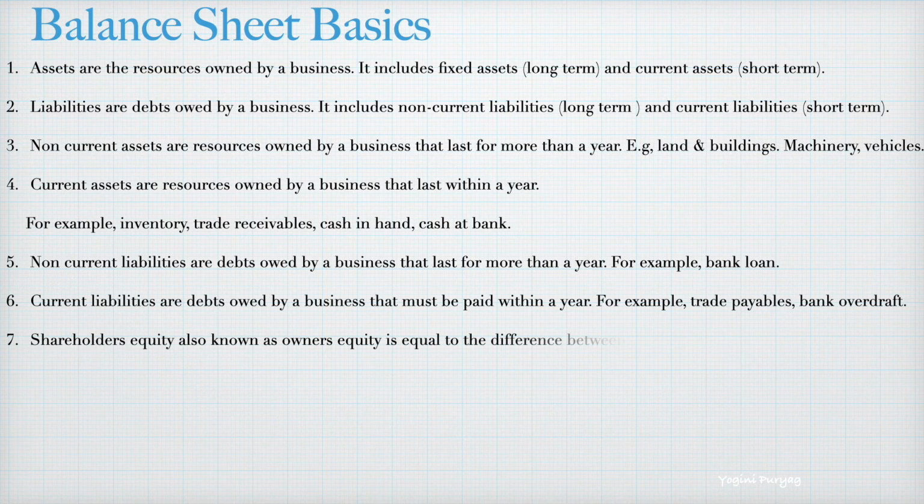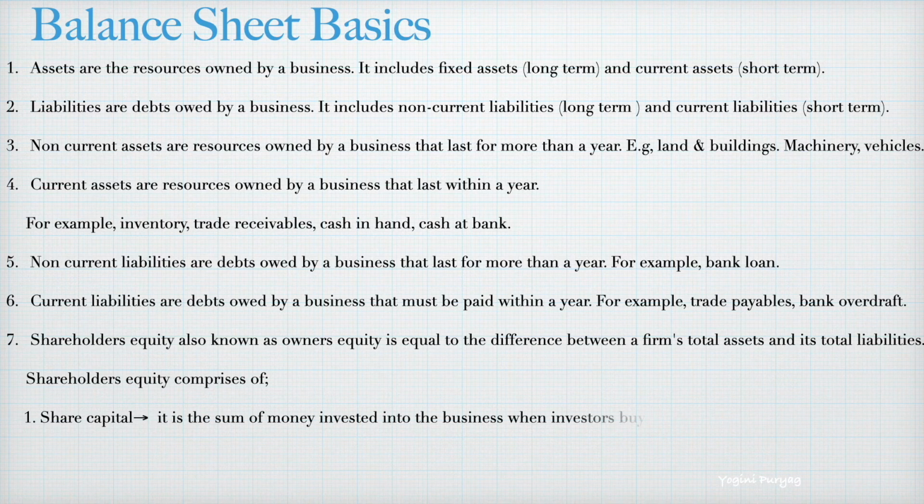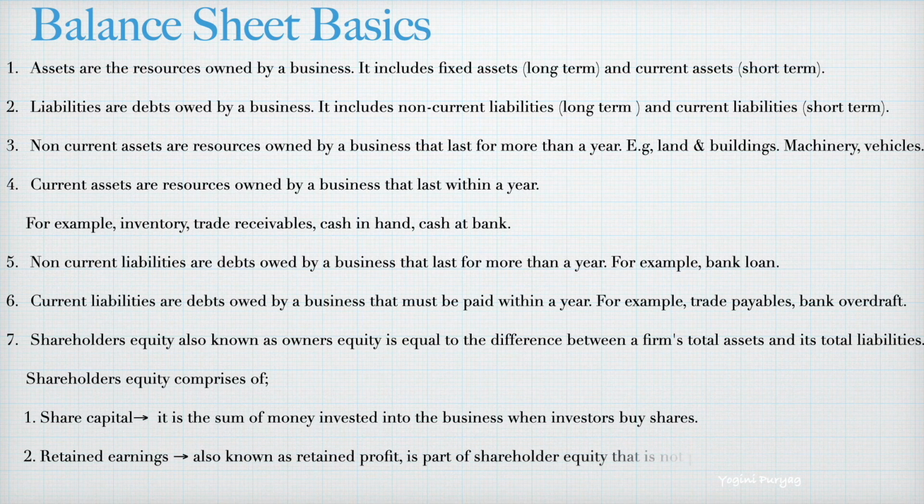Shareholders' equity, also known as owner's equity, is equal to the difference between a firm's total assets and its total liabilities. Shareholders' equity comprises of: 1. Share capital. It is the sum of money invested into the business when investors buy shares. 2. Retained earnings, also known as retained profit, is part of shareholder equity that is not paid to shareholders as dividends.